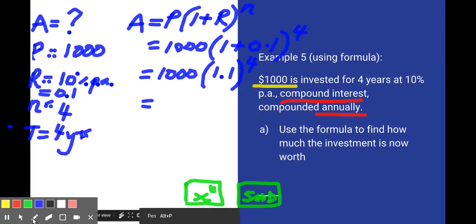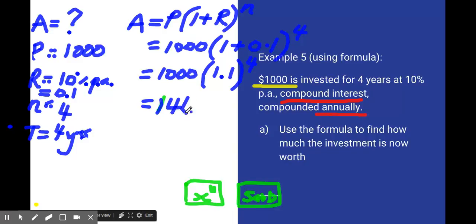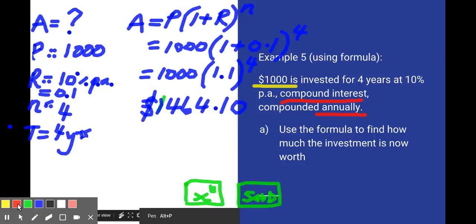Once you do that, you should get something that looks like 1,464.1. Now, just take a minute and think about it. We're talking about money. So money always has cents with 2 decimal places. So we'll add that. And we should have a dollar sign. So the investment is now worth $1,464.10.